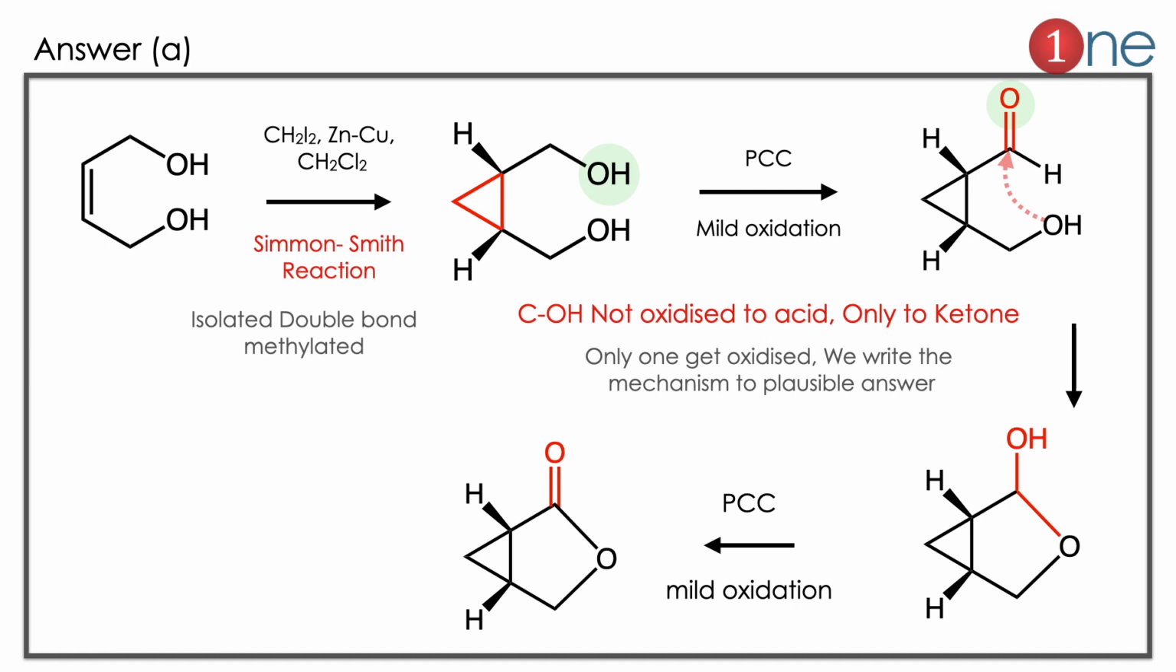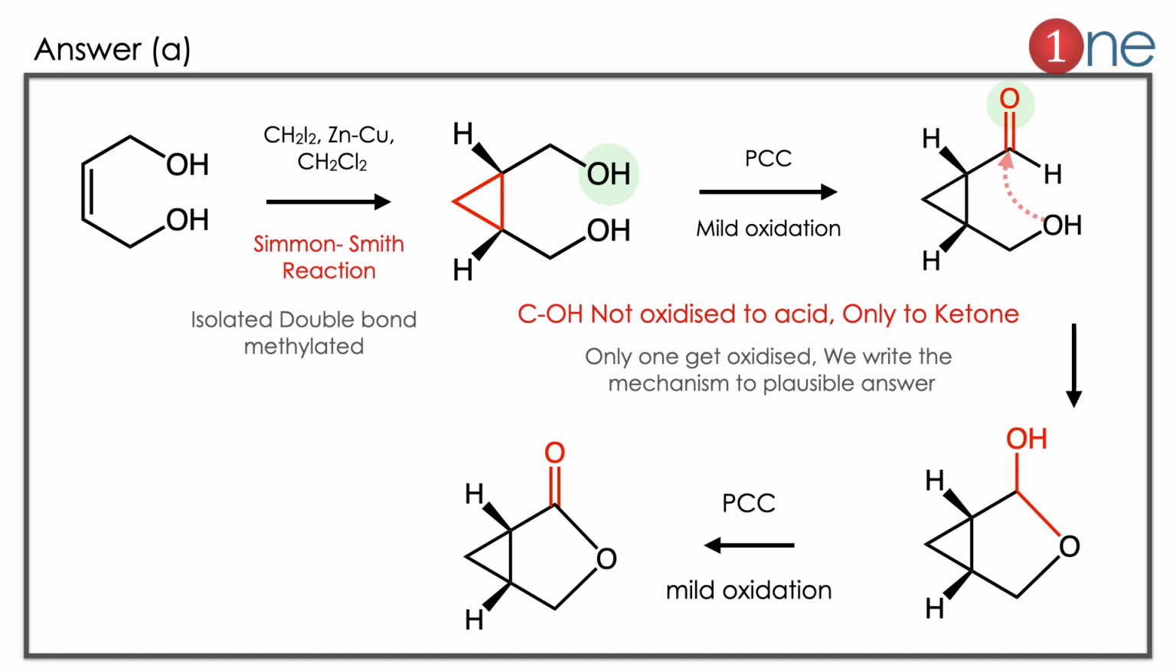The answer is A. Let us see how. The starting material is a diol with an alkene. So if you use zinc copper couple and methyl iodide and dichloromethane, definitely you might know it's a Simmons-Smith reaction. It will be the methylation of the isolated double bond. So the double bond will be methylated. So a cyclopropyl ring will be formed there.